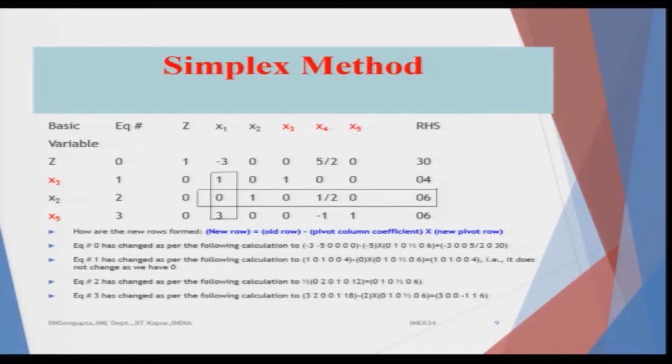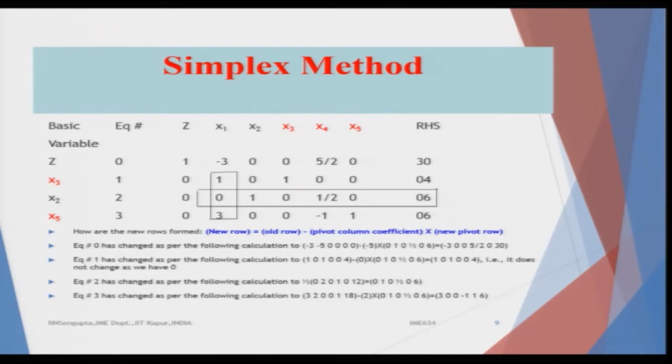I will read equations 1, 2, 3 first and then come to what I was going to explain. Equation 1 has changed as per the following calculation, because the element by which you will multiply is 0, as the entering and exiting variables' pivot element is being converted. So it will be 1 0 1 0 0 4, the old row, and since you are multiplying by 0, the value remains the same. It does not change any value.